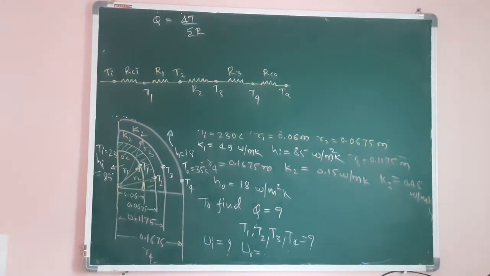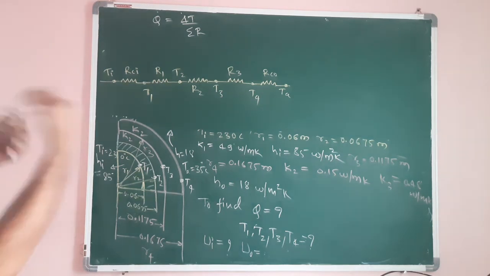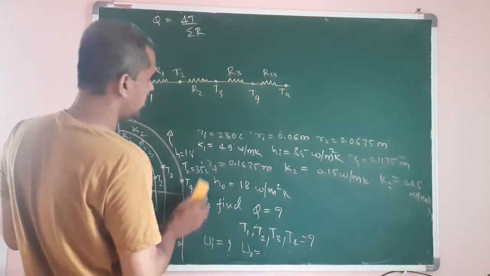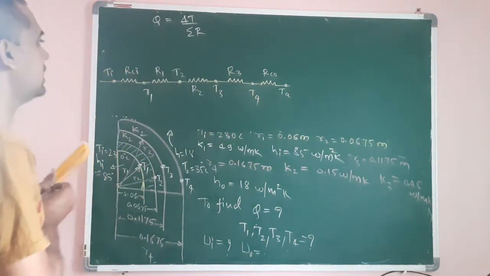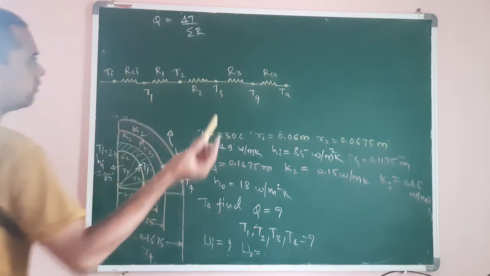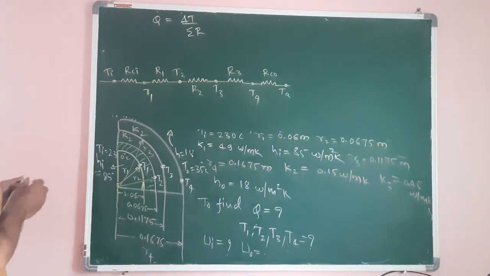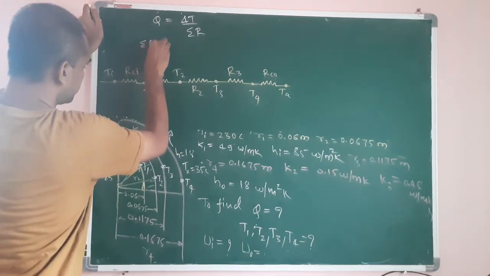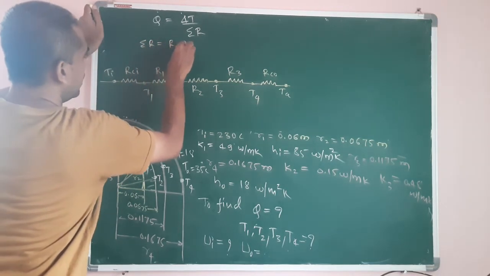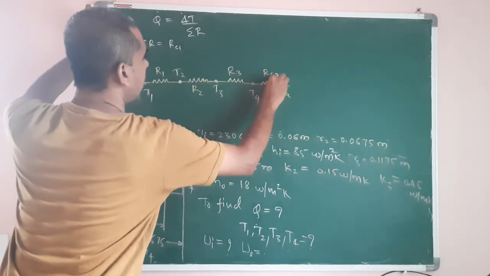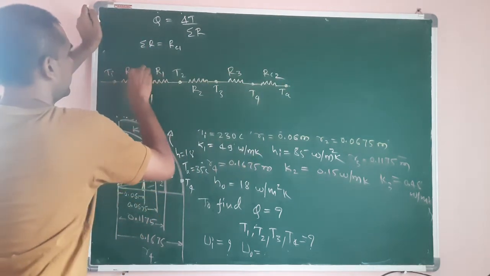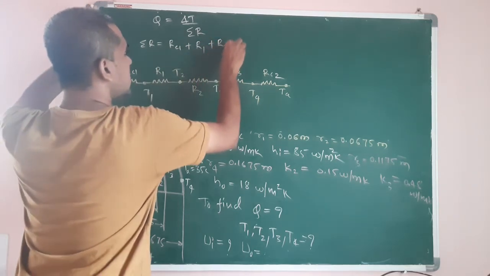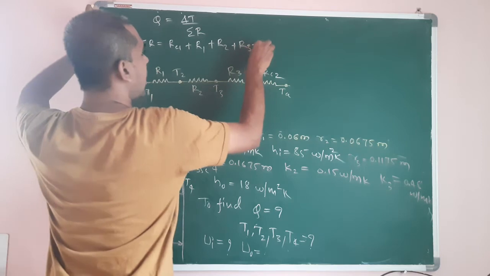Now if I calculate R1, R2, R3, as I have discussed, we can calculate Q. Delta T is Ti minus Ta, that we know. Only thing we have to calculate is summation of R. Summation of R is equal to RC1 plus R1 plus R2 plus R3 plus RC2.